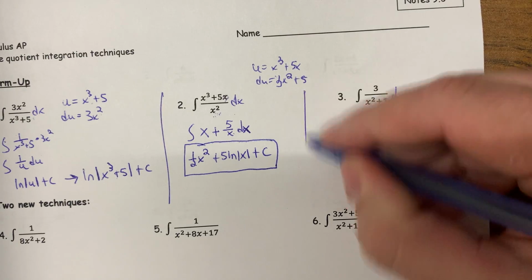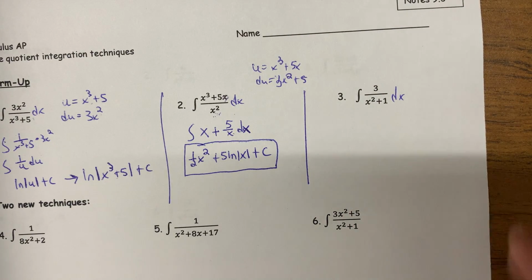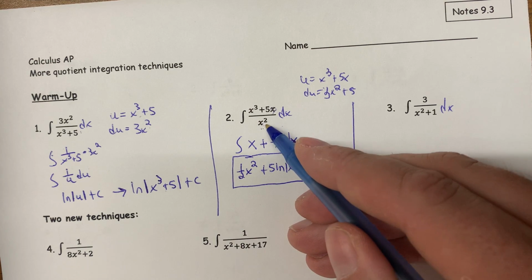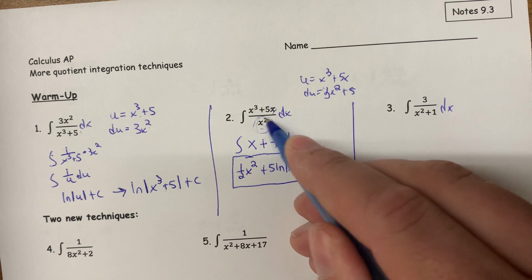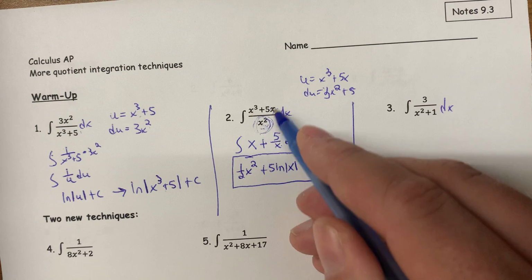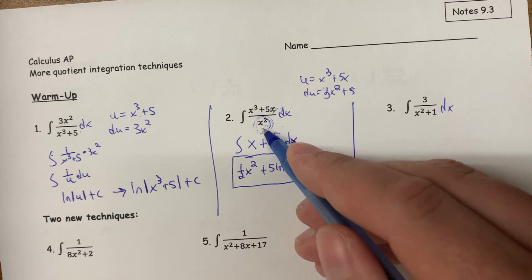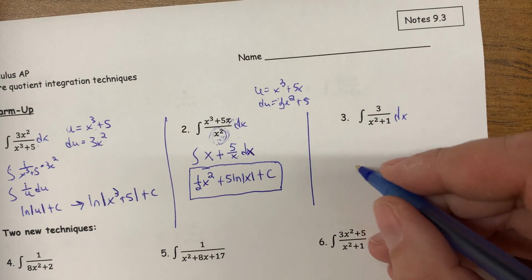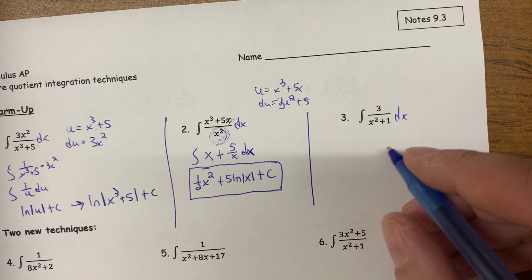And the last one is, so real quick, on this previous one, the reason we could divide this one by x squared is because there was only one thing in the denominator. And when there's only one thing, you can split it up. So it's this divided by this and this divided by this. So that's nice.